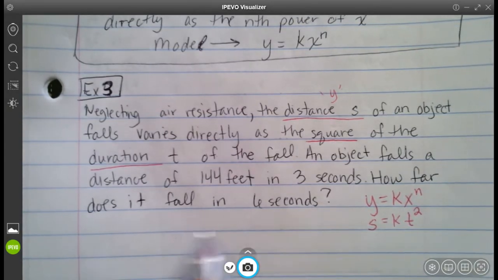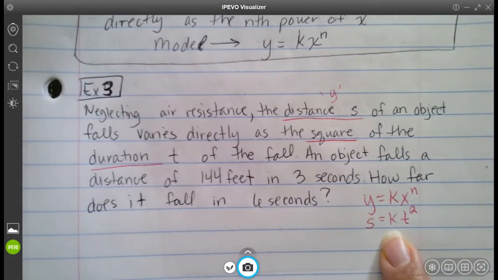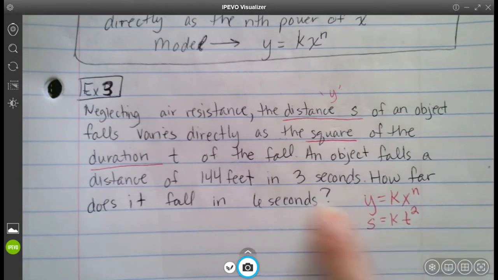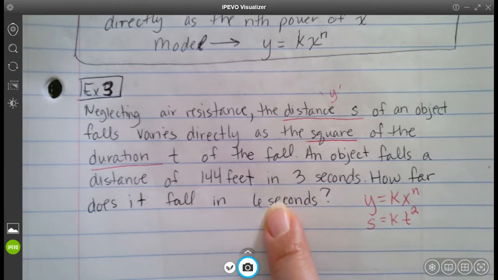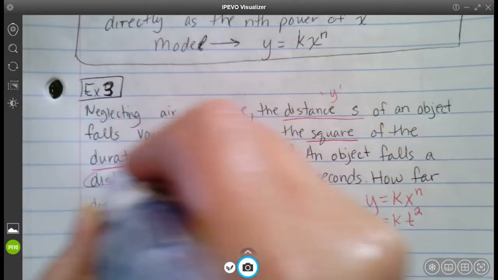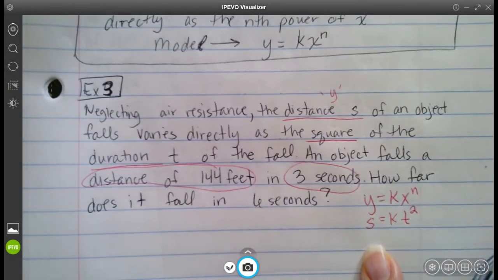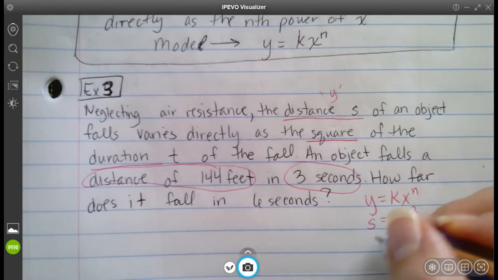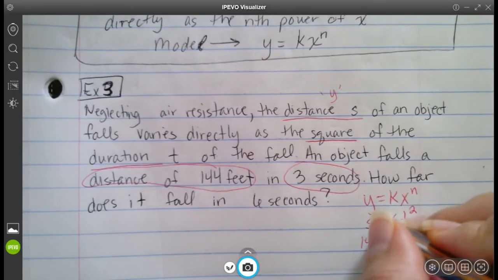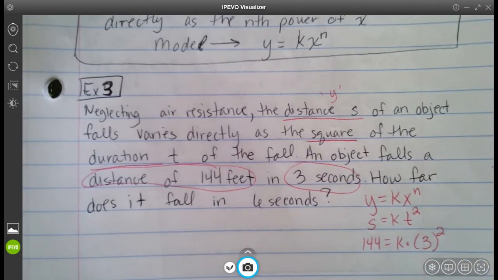The question is, how far does it fall in 6 seconds? In order to find that, we have to find the equation first. So we plug in what we know, figure out what k is, and then we can find how far it falls in 6 seconds. We know the distance is 144 feet, and it happens in 3 seconds. So plugging in, 144 is equal to k times 3 squared, and we're just going to solve.